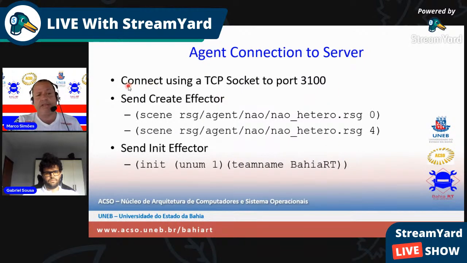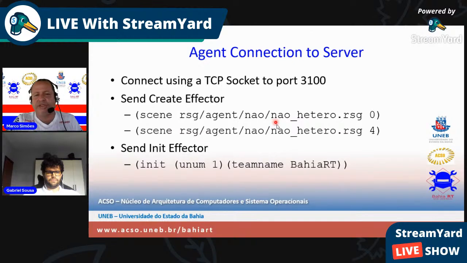I have already said that the agent connects using TCP socket port 3100. When an agent connects and opens the socket, what should it do after that? It should send a create effector, a message like that, a scene command, and a path in the server directory where it will find the RSG file. The RSG file contains all the details about the body model of the robot: the joints, the engines, and all the physical characteristics of the robot. When you create new RSG files, you create new robot models in the simulator. So when an agent connects, it must send what kind of robot it is.